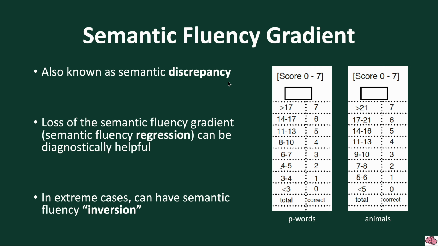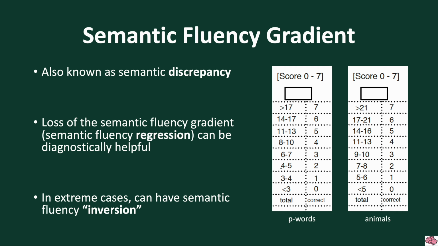But this semantic fluency gradient can be a useful thing to take note of when assessing a patient, because loss of the semantic fluency gradient, which some people might informally refer to as semantic fluency regression, can be diagnostically helpful. It depends a little on the clinical context, but semantic fluency regression might suggest underlying Alzheimer's disease as distinguished from, say, vascular cognitive impairment, if the rest of the profile and clinical presentation is suggestive of that.